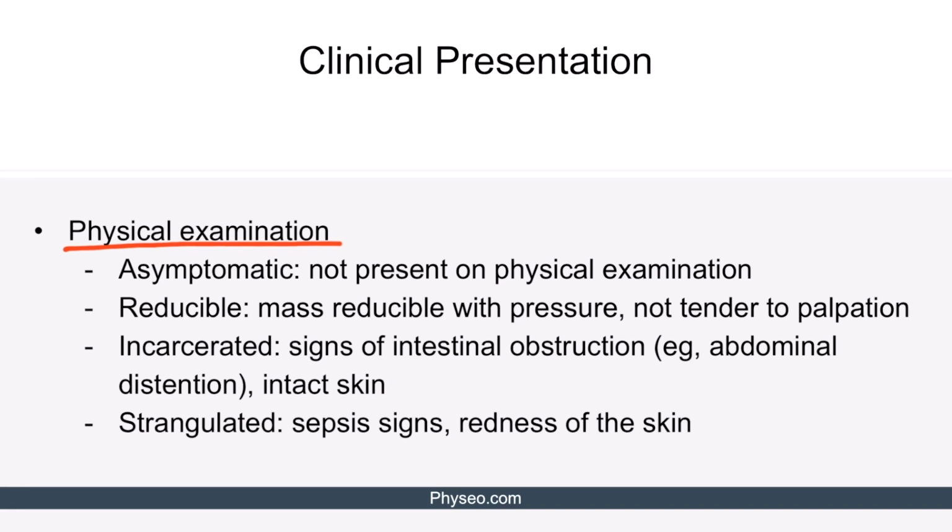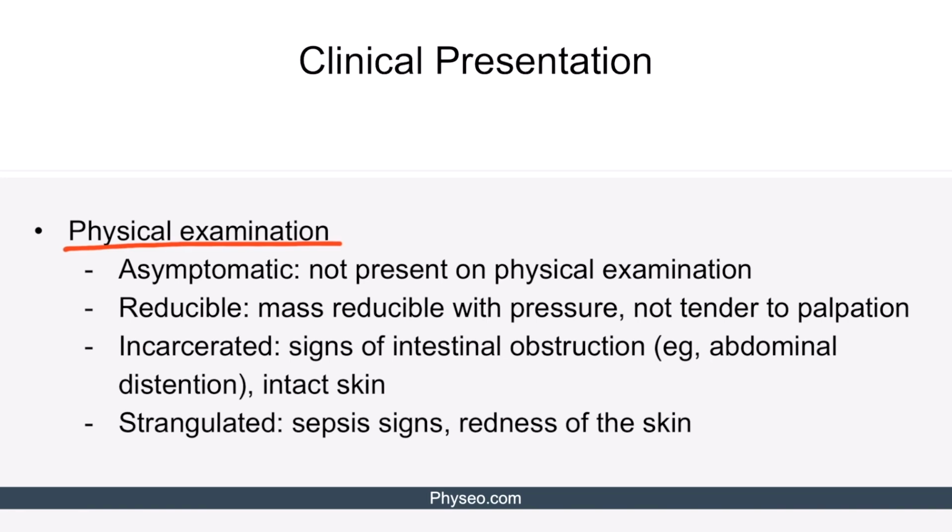Let's discuss them. First of all, if the hernia is asymptomatic, it is not usually present on the physical examination. However, the hernia can be reducible and presents as a mass that can be palpated and is reducible with pressure. Also, it is not tender to palpation. Next, we encounter an incarcerated mass, where the hernial contents cannot be pushed back into the abdominal cavity.